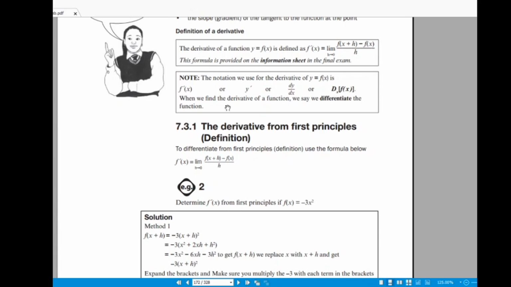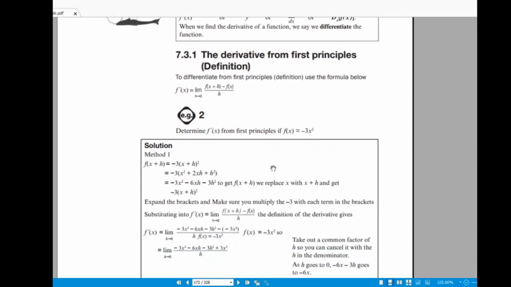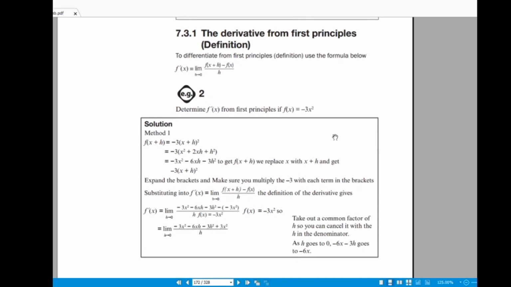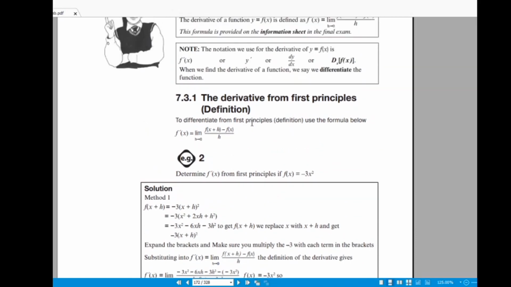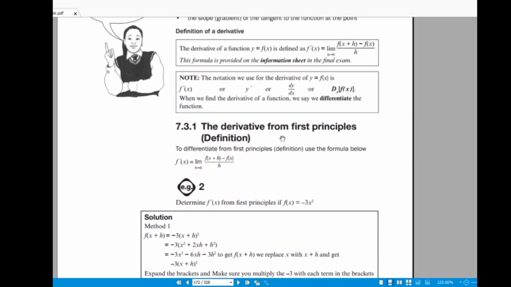We find the derivative of a function. When we're finding the derivative of a function, we say we differentiate the function. Okay, so from first principles, this is how we differentiate. We'll do that using an example. We differentiate by using the definition of a derivative, right? So this is another way of getting free marks if they say derive from first principles or differentiate from first principles, right?